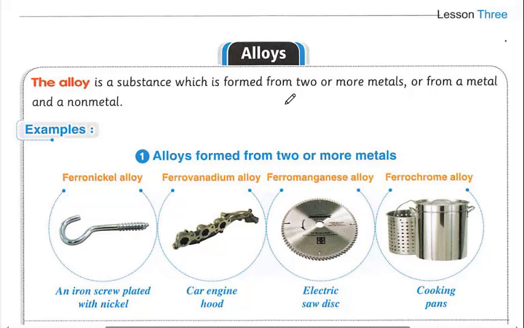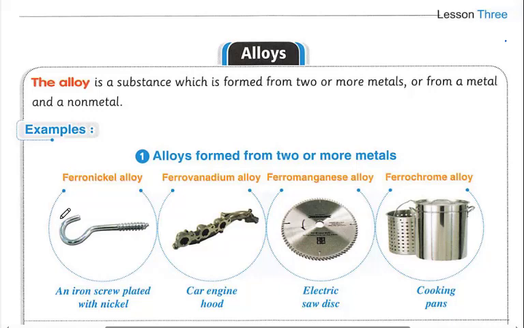What are alloys? An alloy is a mixture of two metals or one metal and another non-metal. There are three kinds of alloys. We'll take in this session the three kinds of alloys and how we can prepare them. Okay? The first thing is some examples of these alloys.